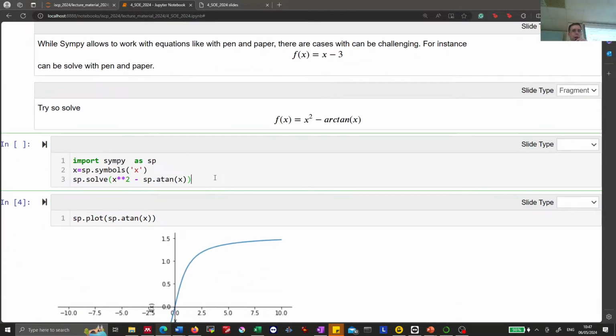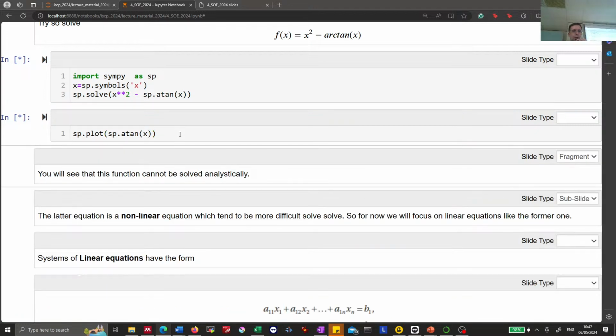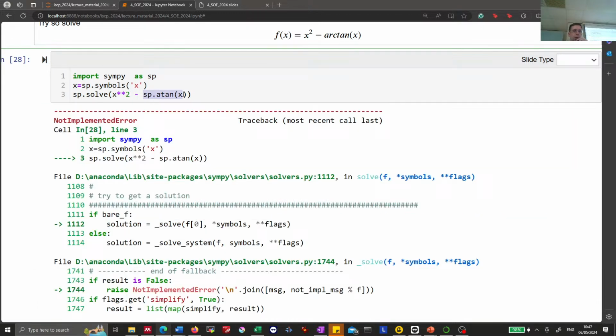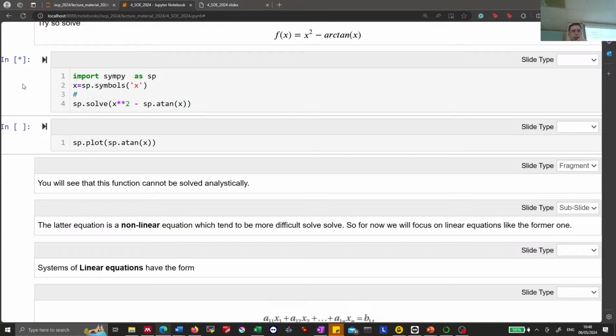So we can implement this function. We can plot here the arctangents, right? So the arctangents in SymPy is atan, not arctan, atan. Sorry, this we don't want to have yet. Sorry again.